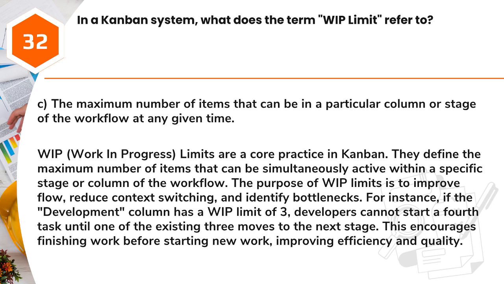Answer: C. The maximum number of items that can be in a particular column or stage of the workflow at any given time. WIP, work in progress, limits are a core practice in Kanban. They define the maximum number of items that can be simultaneously active within a specific stage or column of the workflow. The purpose of WIP limits is to improve flow, reduce context switching, and identify bottlenecks.